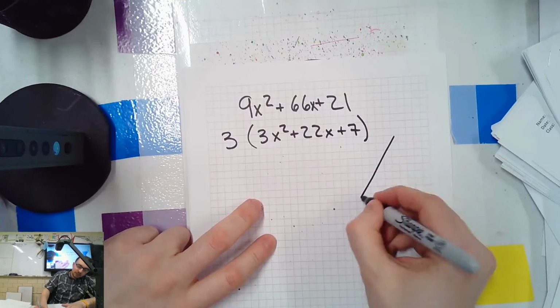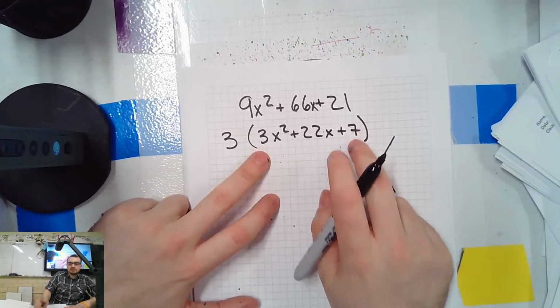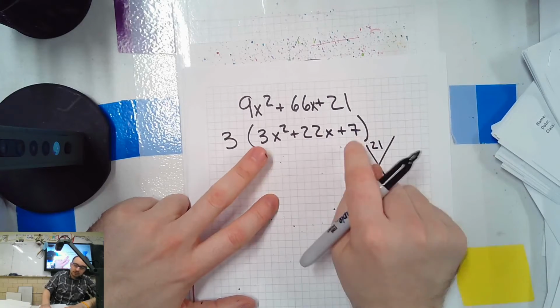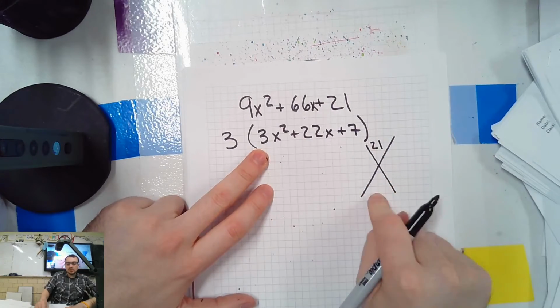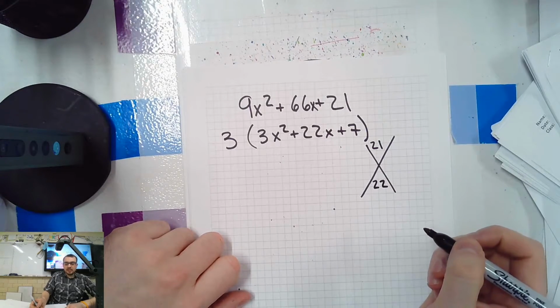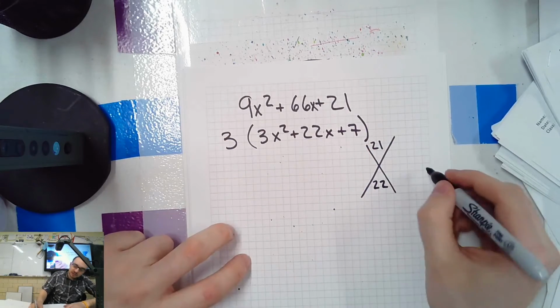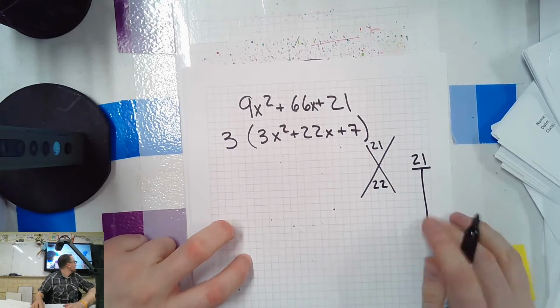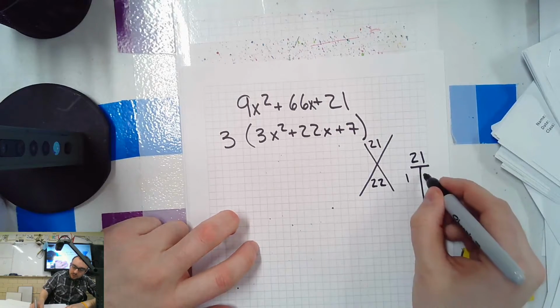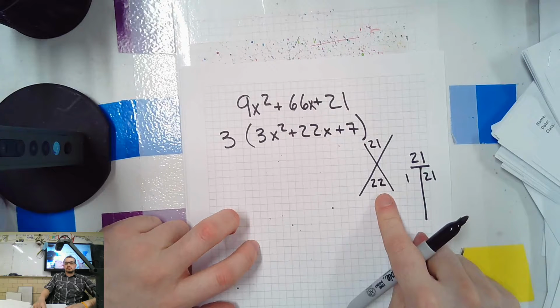So magic X method. What goes in the top? A and C. What's A times C? 3 times 7, 21, right? What goes in the bottom? B, 22. So we need numbers that multiply to 21 and add to 22. So let's list our factors of 21. 1 and 21, 3 and 7. Oh look, don't those add to 22? They do, don't they?